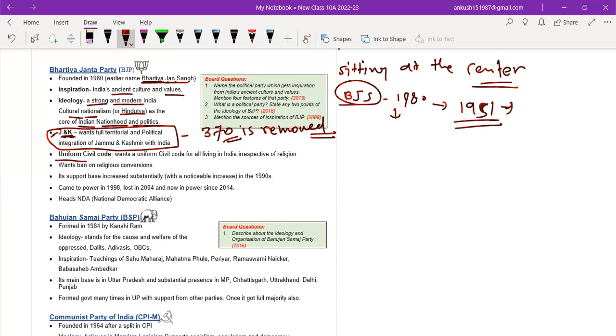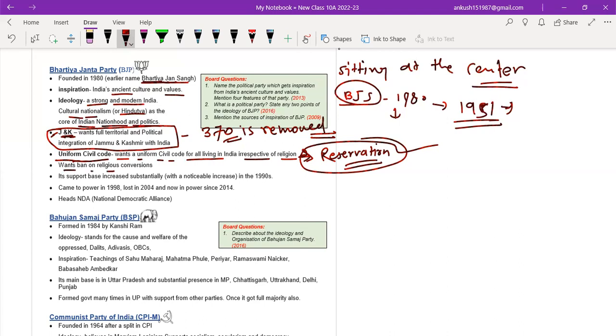It also wants to bring in the uniform civil code, a uniform civil code for all living in India, irrespective of religion. Are you getting the point? What does it mean by uniform civil code? First of all, if it is introduced and imposed in the country, this concept would be removed from everywhere. Which concept? Reservation. Because every living being would be considered an equal person.